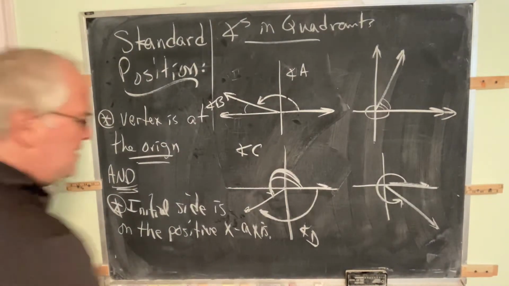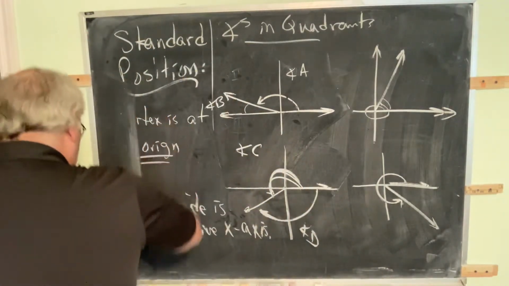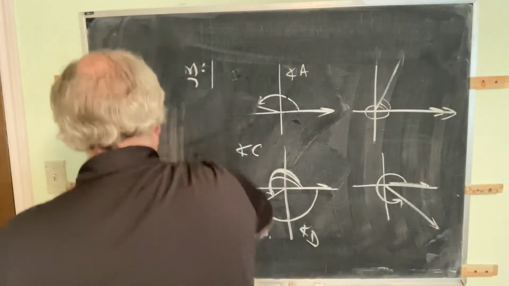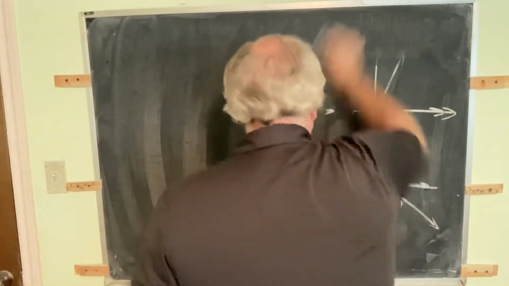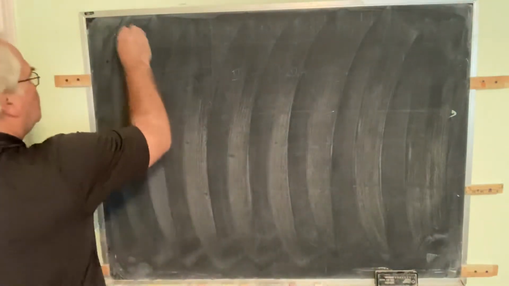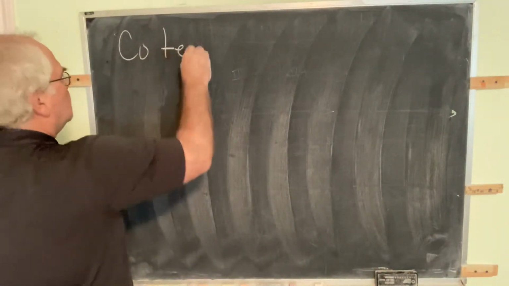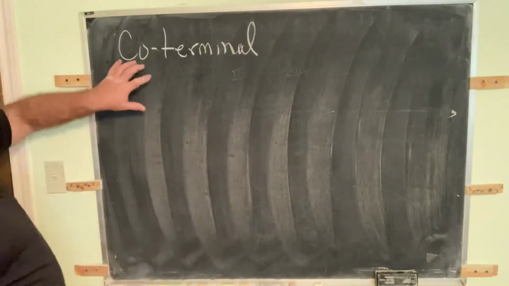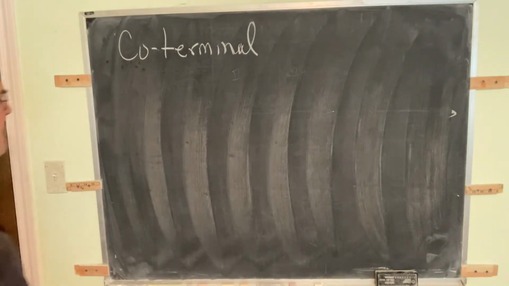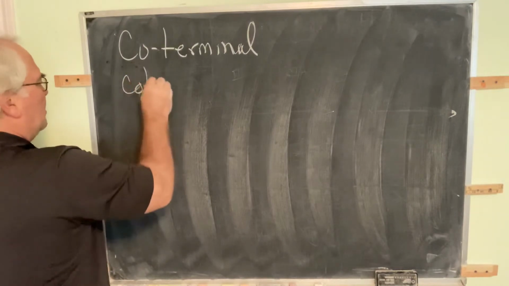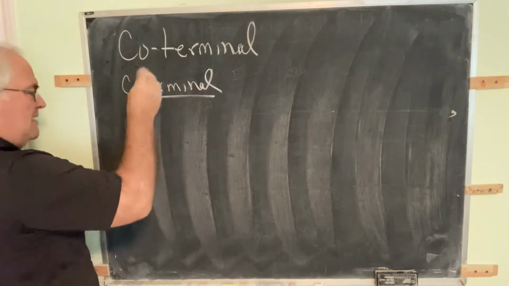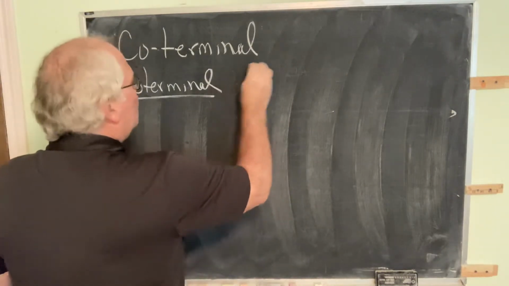Now, another thing we haven't really talked about, and then there's another angle type that we need to discuss, is something called coterminal. Sometimes you'll see it hyphenated. Some textbooks don't hyphenate it. Some would just say coterminal. I tend not to hyphenate it, but different textbooks do it differently.